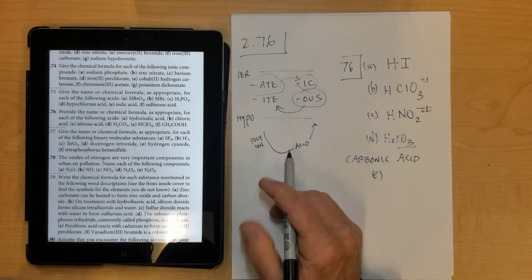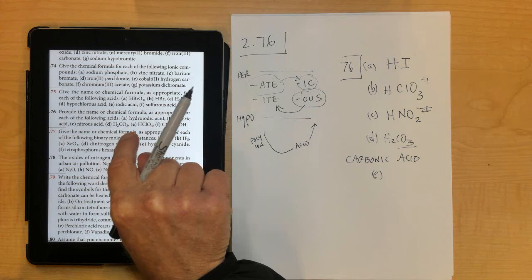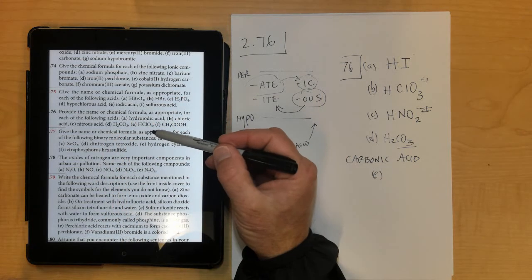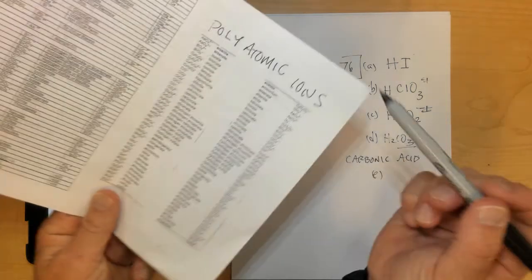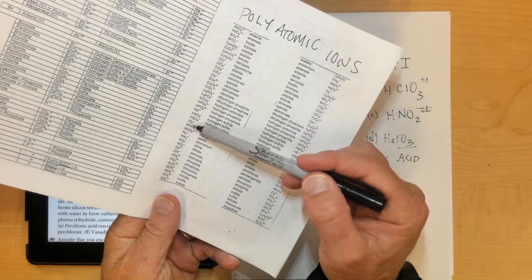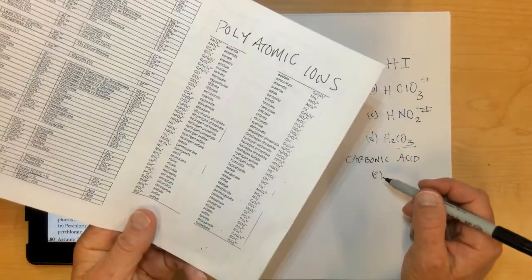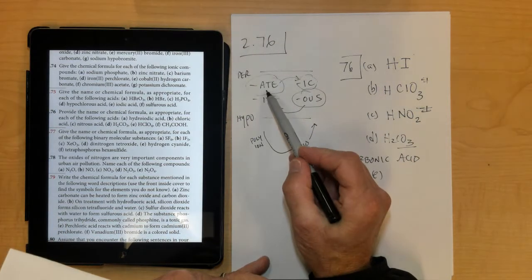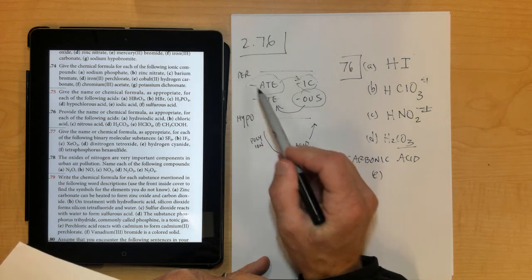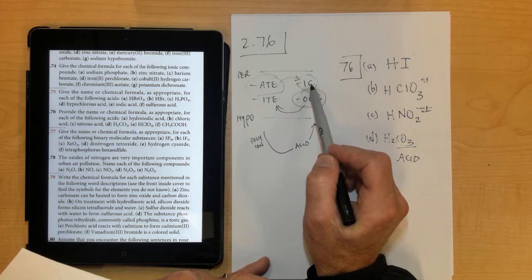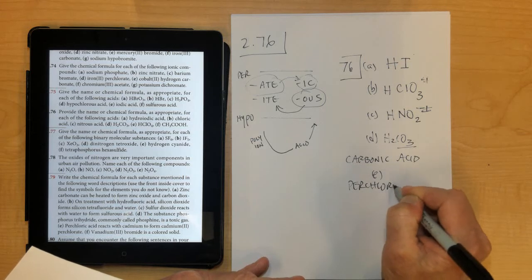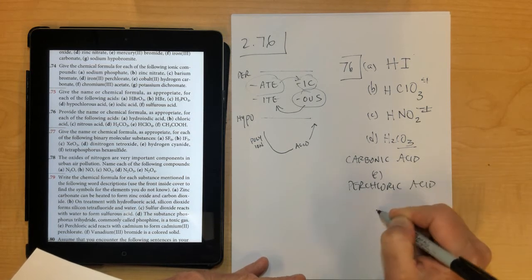Letter E, HClO4. Notice how it has the polyatomic ion ClO4 in it. Look up ClO4 back here, and you find out that it is perchlorate. So perchlorate ends in ate. You keep the per and change it to ic. So it's called perchloric acid for letter E.